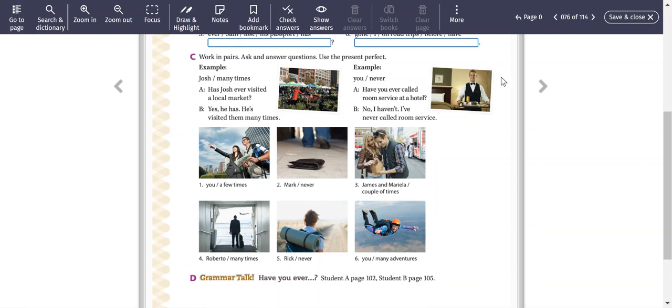Look at the picture. Make a question. Have you ever called room service at a hotel? Look at the cue. No, I haven't. I've never called room service.